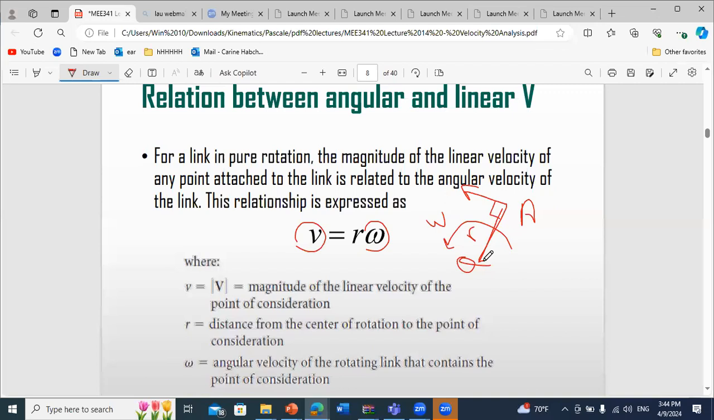And for one rigid body, the angular velocity is always the same, but the linear velocity will vary with points. Points closer to the axis of rotation will have lower linear velocity, and the points that are far from O will have larger linear velocity. While omega is one value for the rigid body at a certain instant.